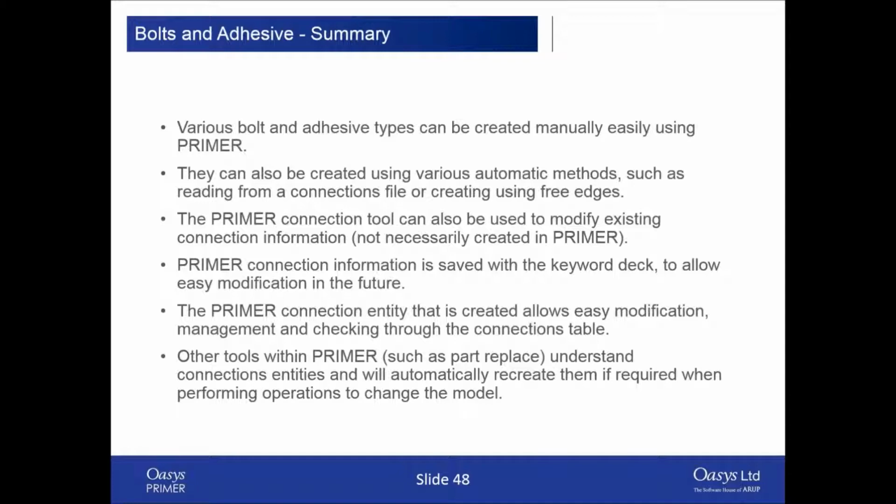So we're just getting to the end now, so just a summary of what I've talked about today. There are various bolt and adhesive types that can be created manually easily using Primer. They can also be created using various automatic methods, such as reading from a connections file or creating using free edges, for example. The Primer connection tool can be used to modify existing connection information that was not necessarily created in Primer, so you can use the From FE tool. Primer connection information is saved with the keyword deck to allow easy modification in the future.